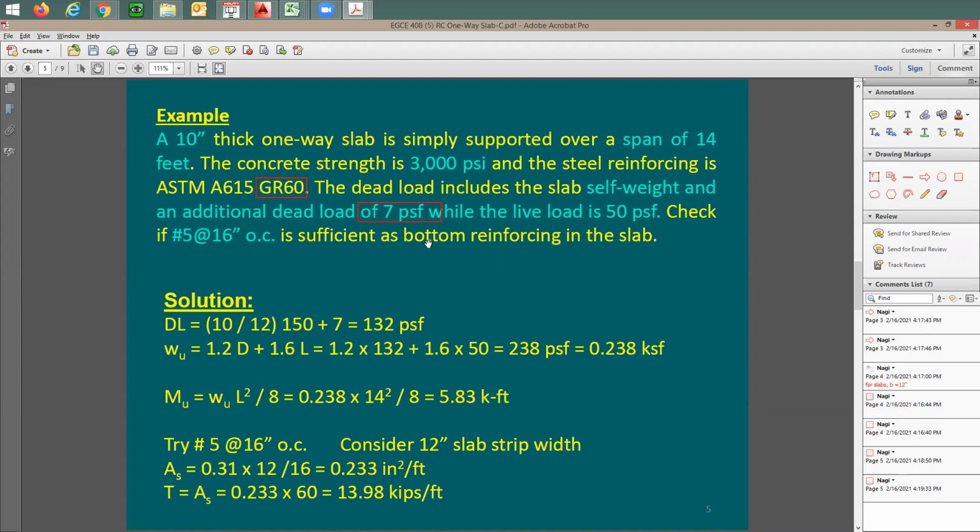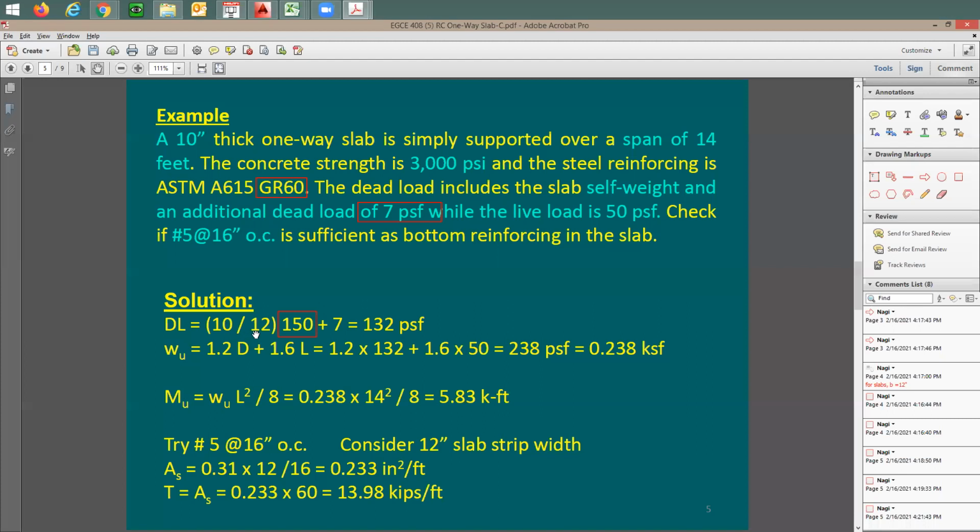Now, dead load first. I'm going to start here with dead load. Dead load is going to be equal to the slab self weight and an additional 7 PSF. I want to do the self weight in PSF. I know that 1 cubic foot of concrete weighs how much? Can someone help me? 150. 150, yeah, which is right here. But this slab thickness is 10 inches, which is not in feet. So I need to convert this into feet.